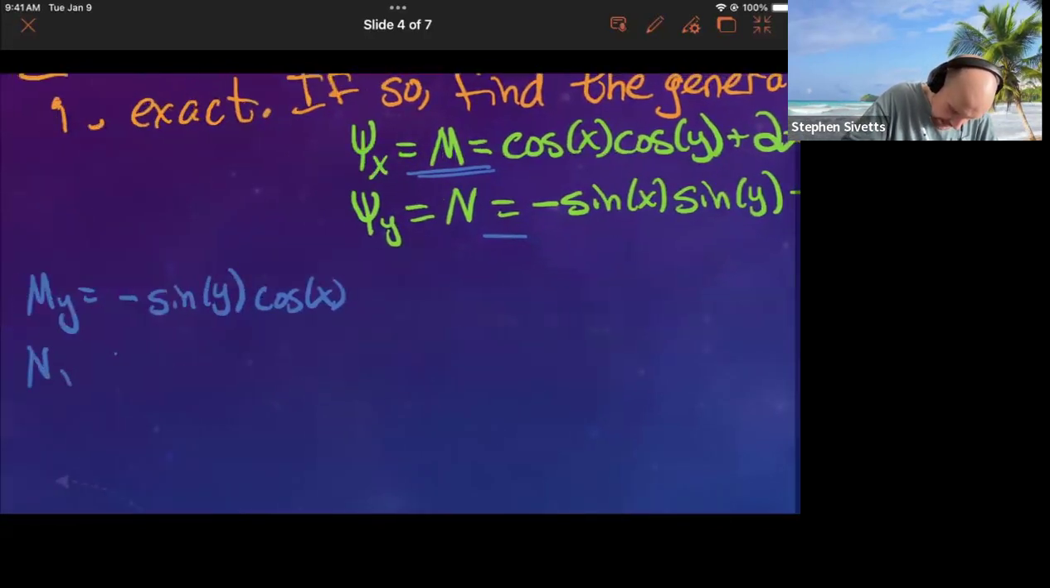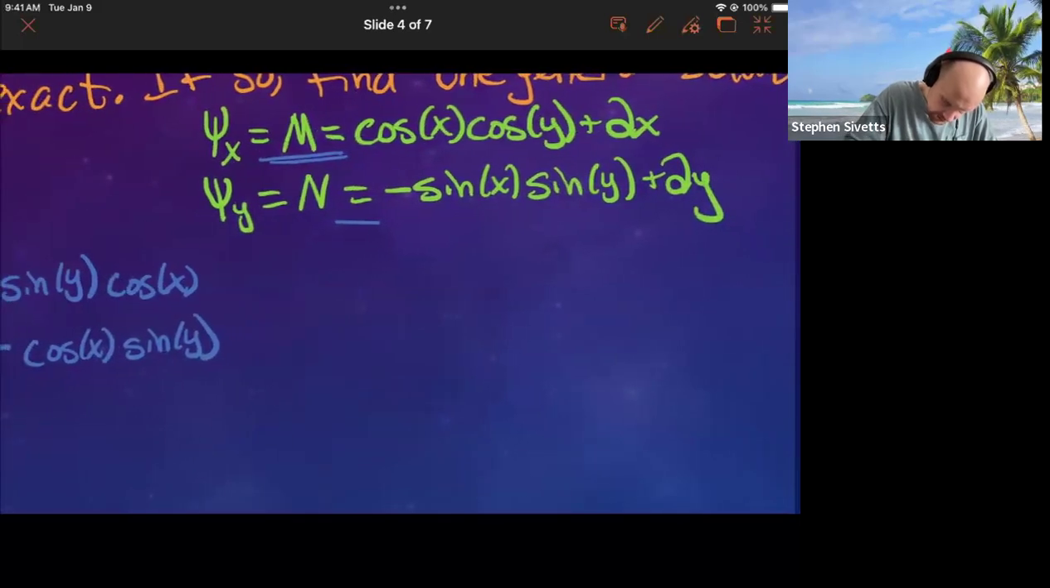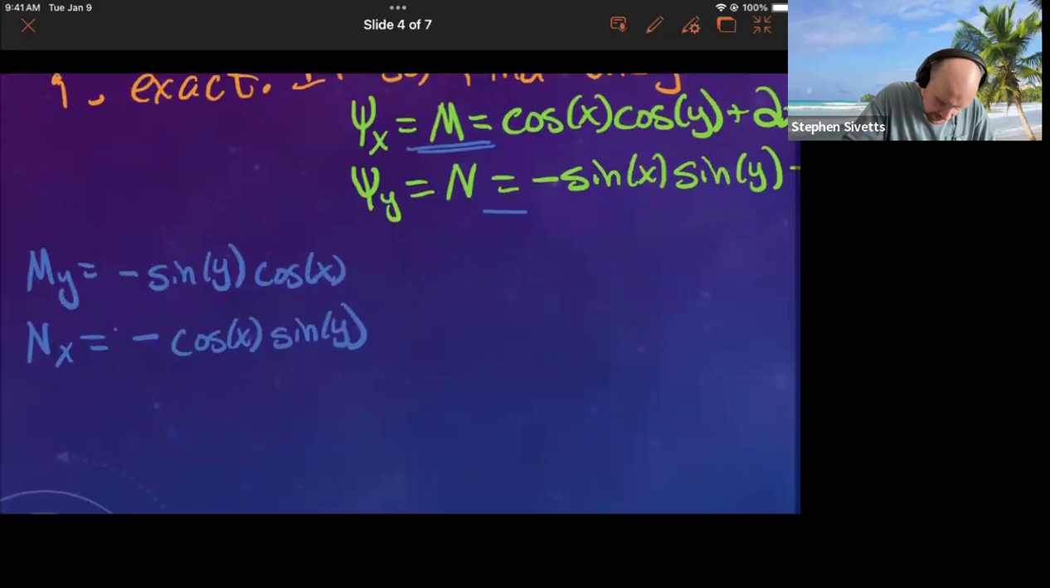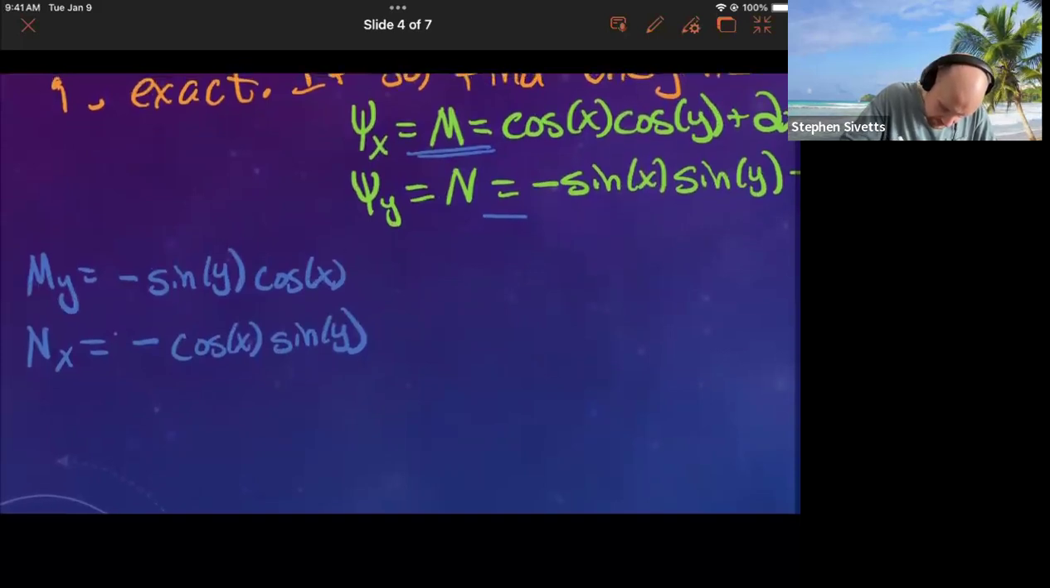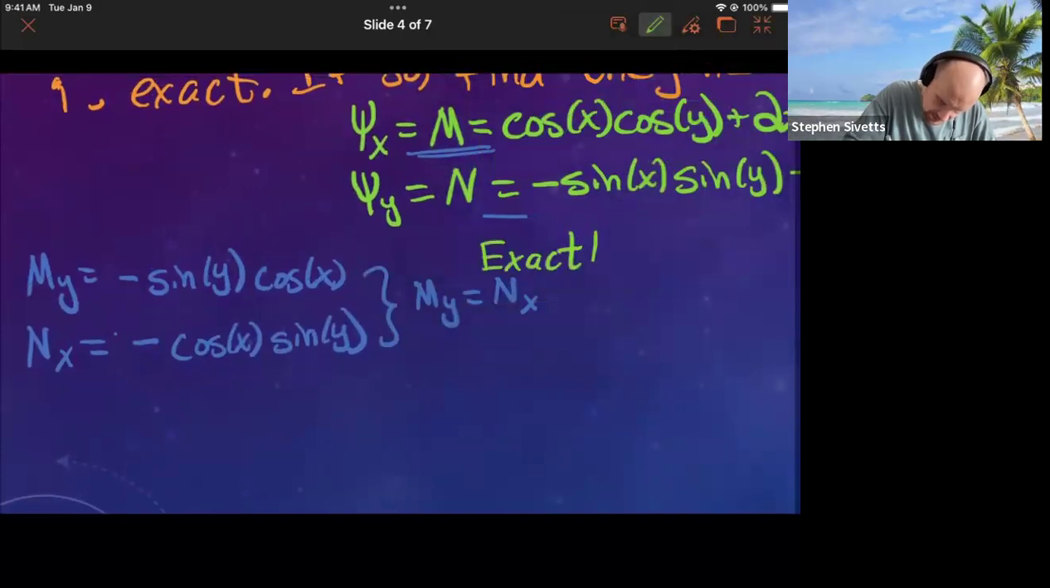And then the partial of n with respect to x would be minus cosine x sine y, and then plus 0. Okay. And it turns out these are equal. The partial of m with respect to y is equal to the partial of n with respect to x. So it is exact. Bingo. Right, so it's exact.